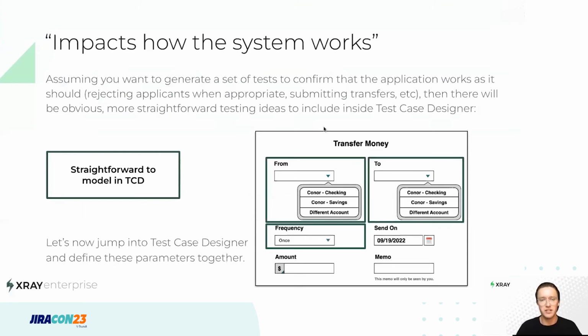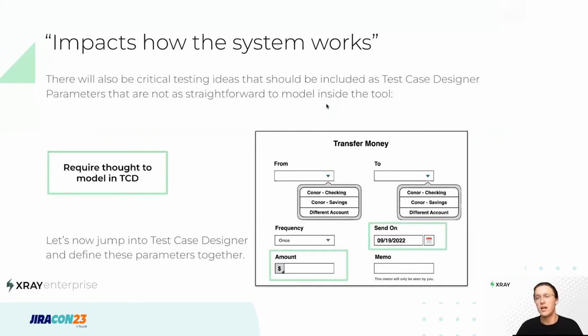Let's head back to the presentation here to look at the third type, which is, okay, we're going to come across some ideas that, yes, again, impact how the system works. They're varying in different ways, and by varying, they're impacting how the system works in different ways. So we check those boxes. We know we need to add it in some way, shape, or form. However, you're going to come across some ideas that are not as straightforward in how you actually want to define them as parameter values. They're not necessarily jumping off the page for us. So it's going to require some thought in how we actually want to model them inside our models and inside Test Case Designer.